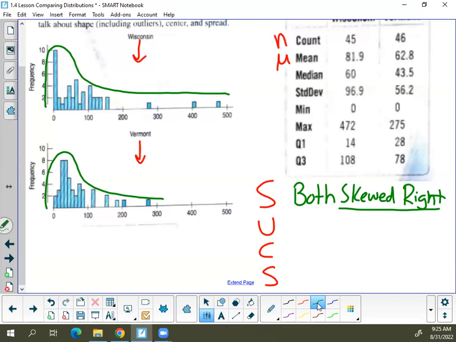And when we talk about unusual characteristics, we want to talk about maybe gaps or outliers. Potential outliers are probably the most important thing to talk about here. And I would say that in Wisconsin, we have a potential outlier here, perhaps there. And maybe in Vermont, we have a potential outlier here. So we can say that in both states, there are public parks that have a number of campgrounds that are potential outliers. So they both have potential outliers.